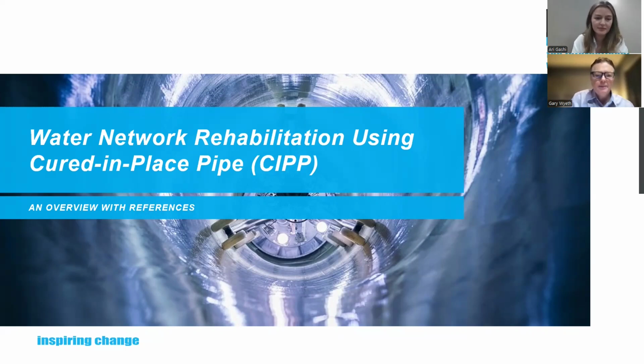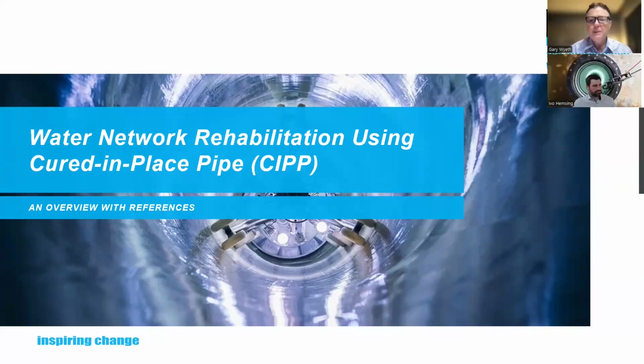So we're now going to move on to our second speaker, who is Ivo Hemsing, and he's the head of business development manager in the field of pressurized pipe rehabilitation at Certex Multicon. Since 2017, he has specialized in the planning and installations of global rehabilitation projects with CIPP. Since then, more than 400 installations with the Certex liner for pressure applications have been realized in over 30 countries. So Ivo's going to be presenting on water network rehabilitation using cured in place pipe, CIPP.